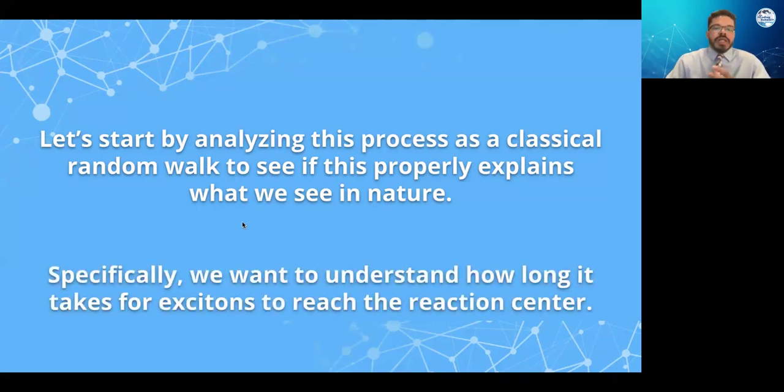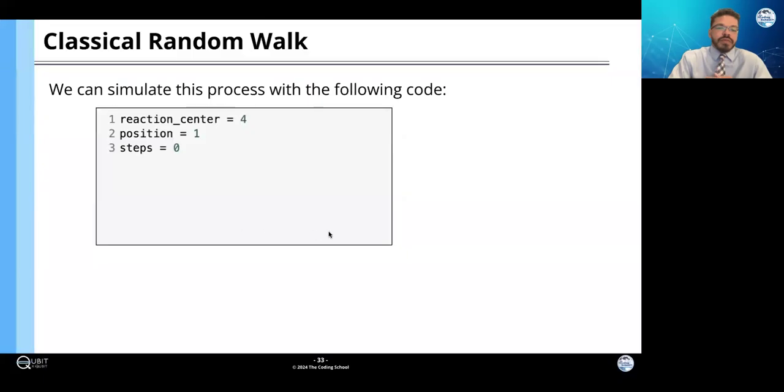Really, what we're interested in is how long it takes for excitons to reach the reaction center. Because if it takes too long, remember, these excitons can dissipate themselves, and we won't have the opportunity to change our light energy into chemical energy. So we're going to take a look at some Python code. Let's look at this particular code.